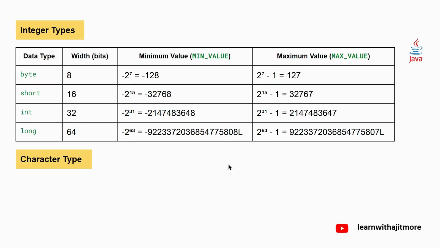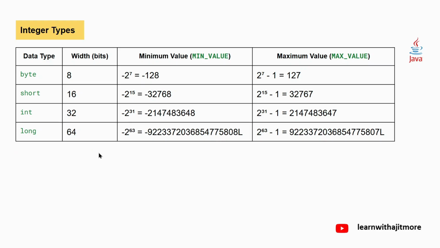Then moving to the character type. Now character and integer both come under the integral type. Integral concept means both store whole numbers. The only difference is integers store negative and positive both. Therefore, in integers, whatever the capacity is, half is positive, half is negative. But characters are unsigned. Therefore, whatever its capacity, all are positive.